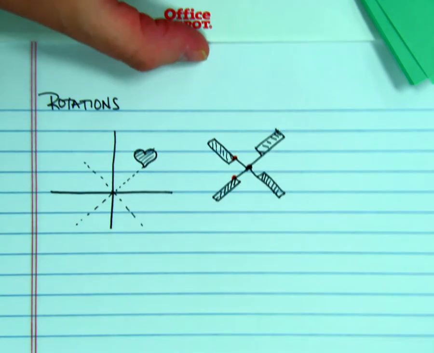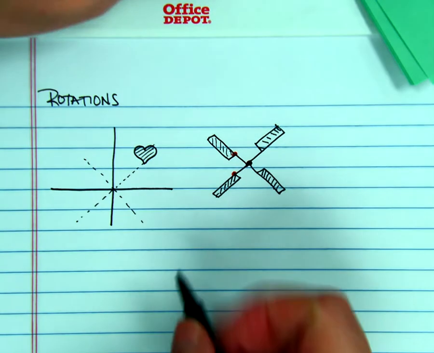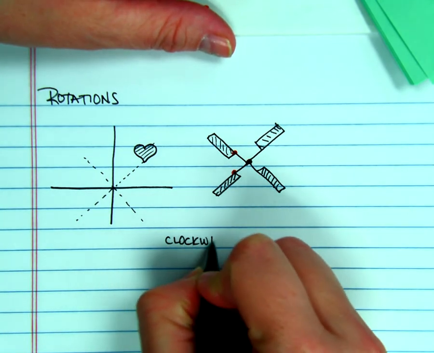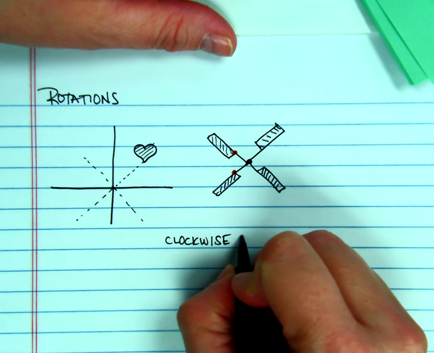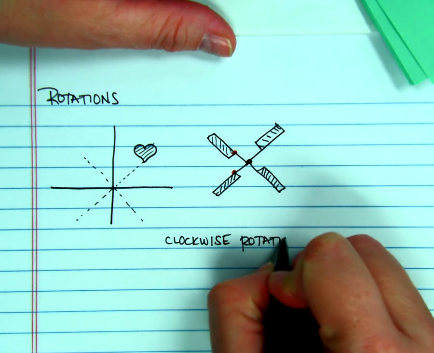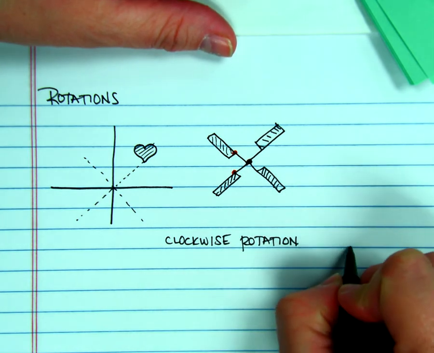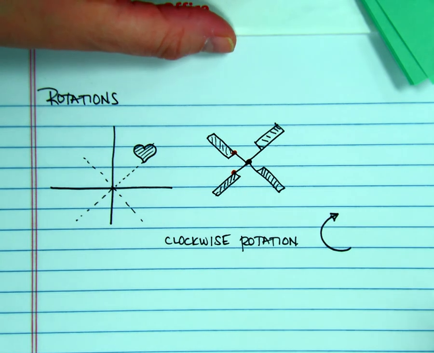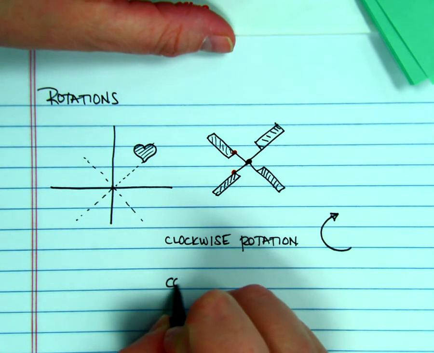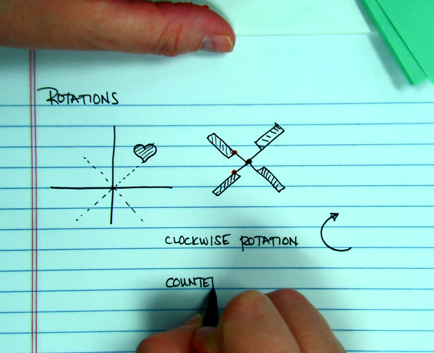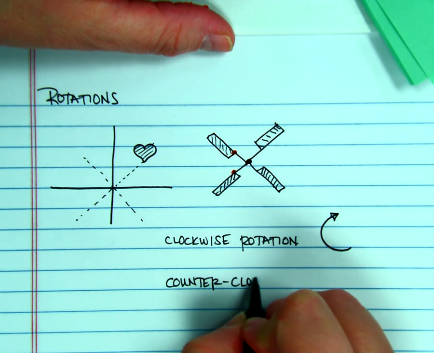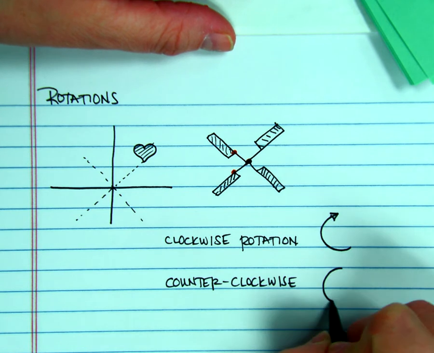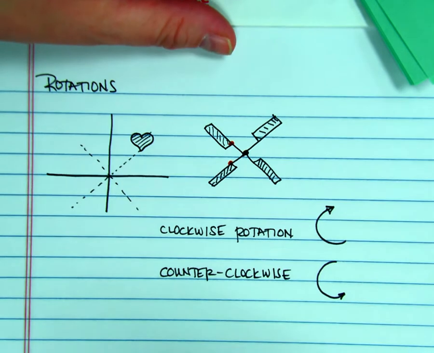We have two types of rotations. We have a clockwise rotation, and that would be rotating it the same direction that a clock's hands move, so going that way. And then we have a counterclockwise rotation, and that would be going the opposite way that the hands move on a clock.